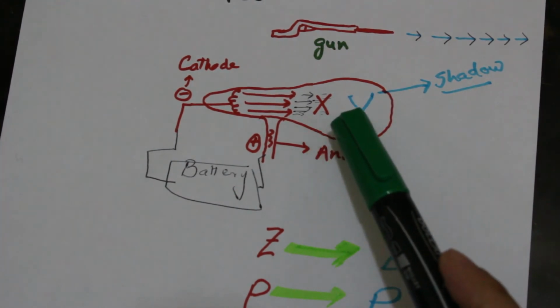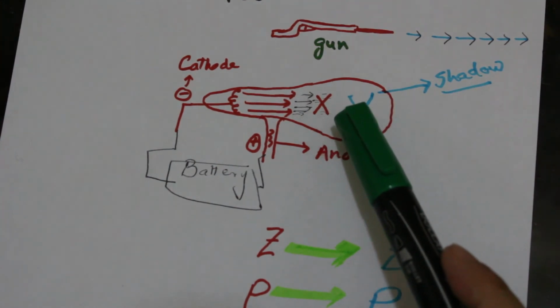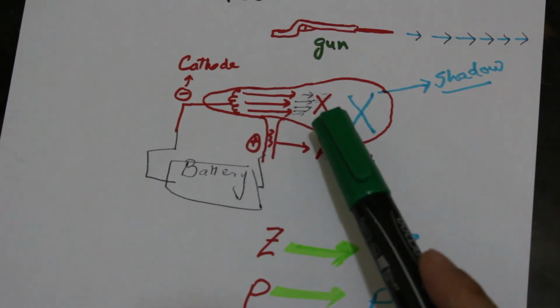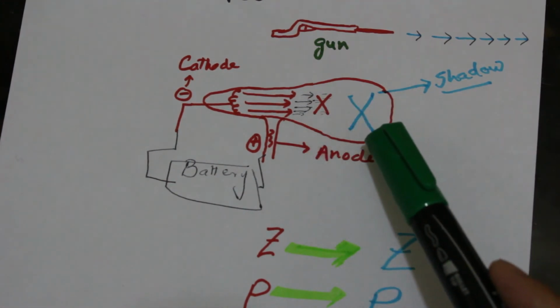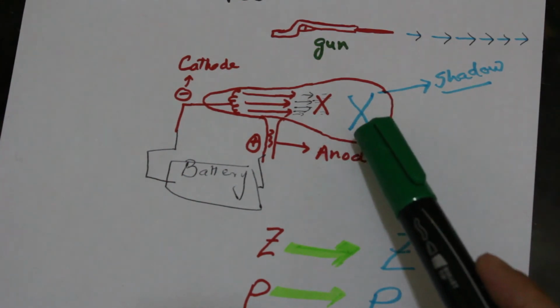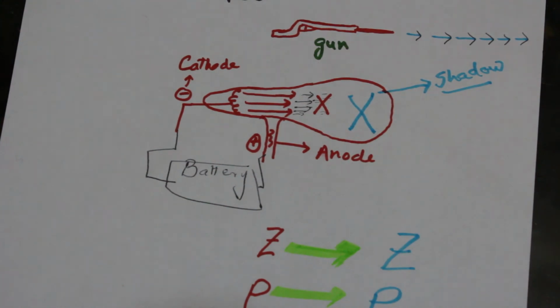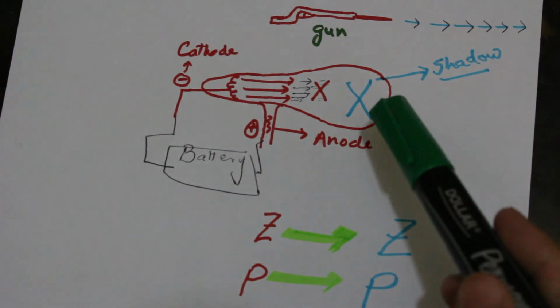When you place it in its path, it will block some of the radiations, or you can say some of the rays which are bombarded from the cathode electrode. The rays which are blocked form the shadow of that particular object. So it totally depends upon the shape of the object. If you place a Z object in its path, it will form the shadow of the Z, and when you put the P object in its path, it will produce the P shadow of that object.